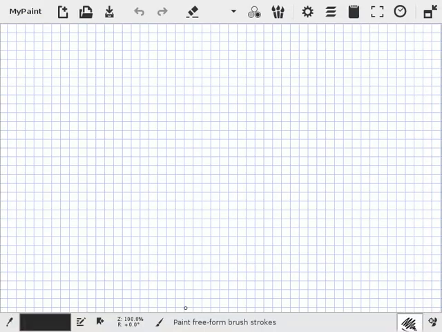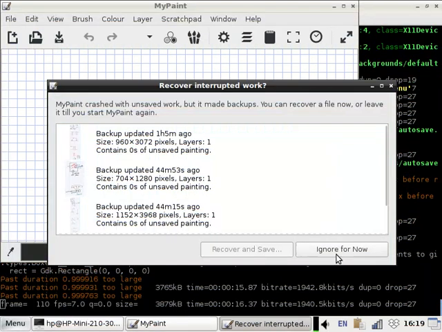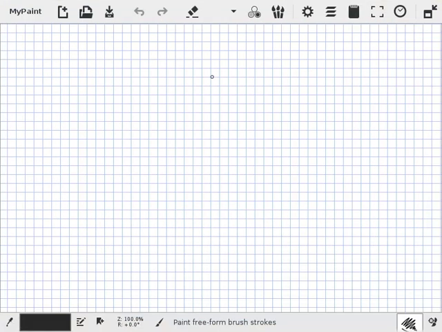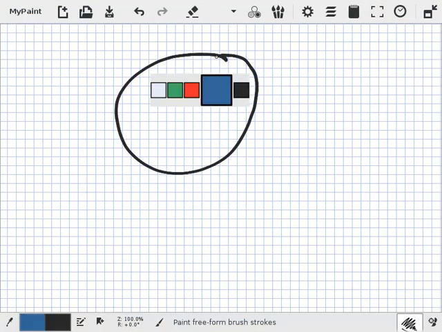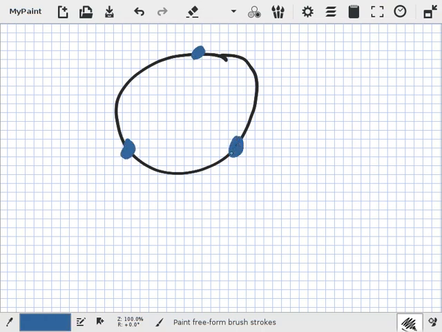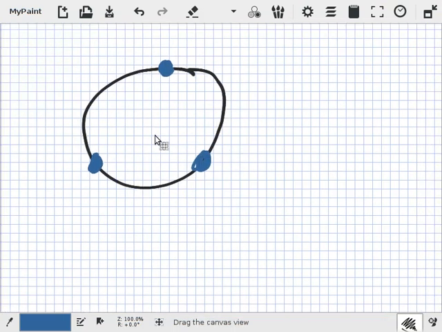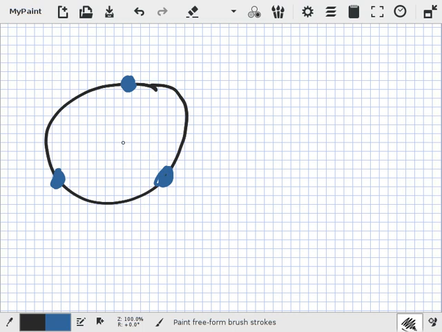Alright, let's have a look. So you've got your circle. You've got a charge up here, a charge here, a charge here. Now, these are all positive charges. So which way is the field pointing? In or out?